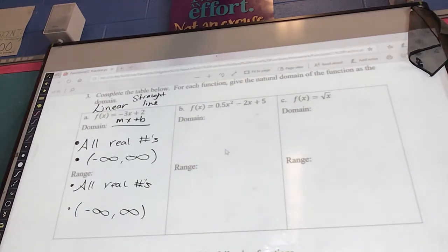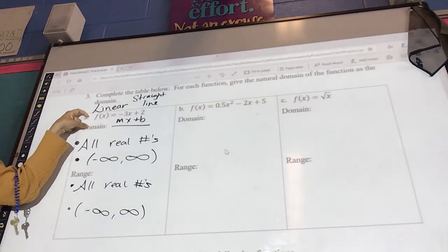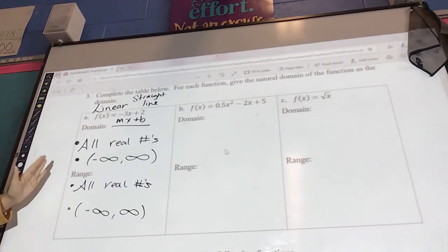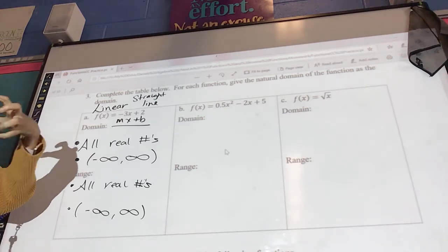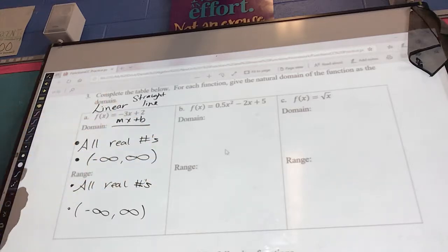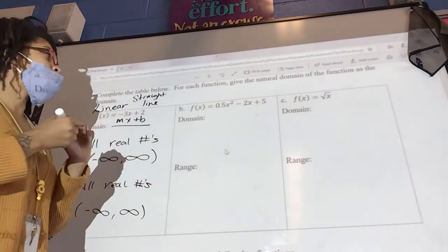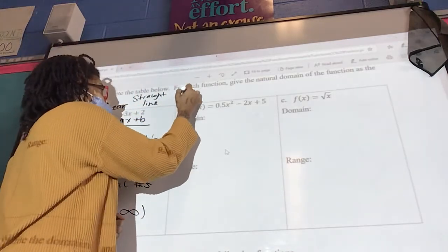Please make sure you understand what that means, though, okay? That means all the x values that you could ever have on a graph will be a part of this function. All the y values you could ever have on a graph will be a part of this function. This function stretches always on the x-axis and always on the y-axis. Quadratics are a little bit different.